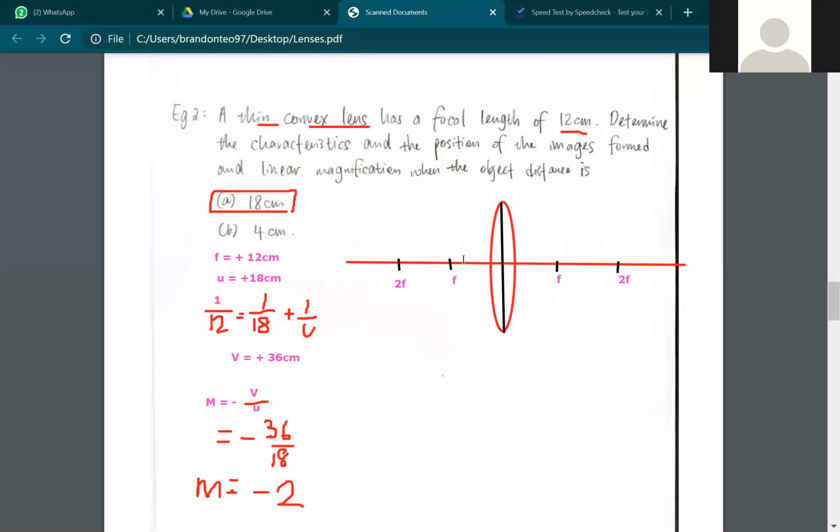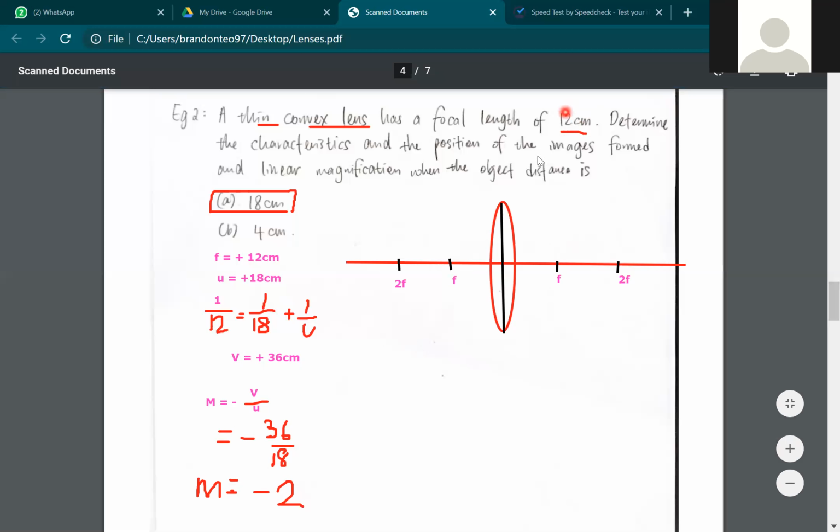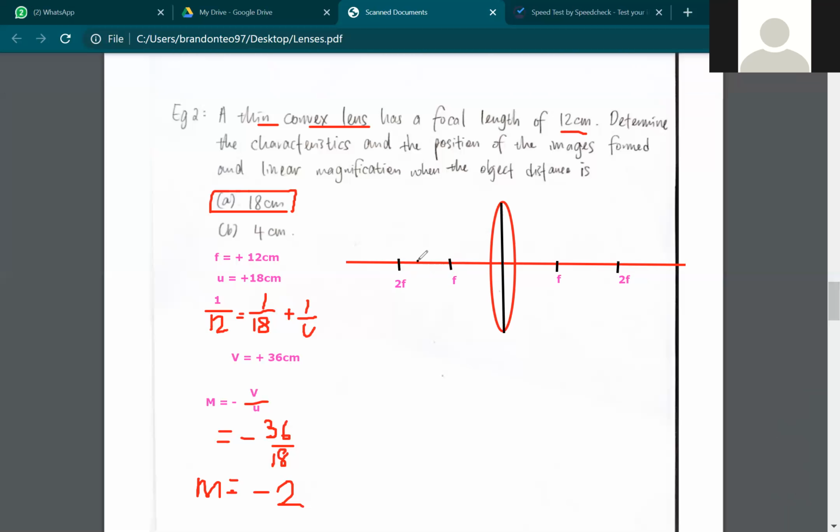Where is the object? First thing, the focal length. What is the focal length of this convex lens? The focal length is 12 cm, right? So from the middle to here is 12, and your object is placed at 18. So where is it? If this to this is 12, 2f is 24, so 18 is between f and 2f. Here is your object.